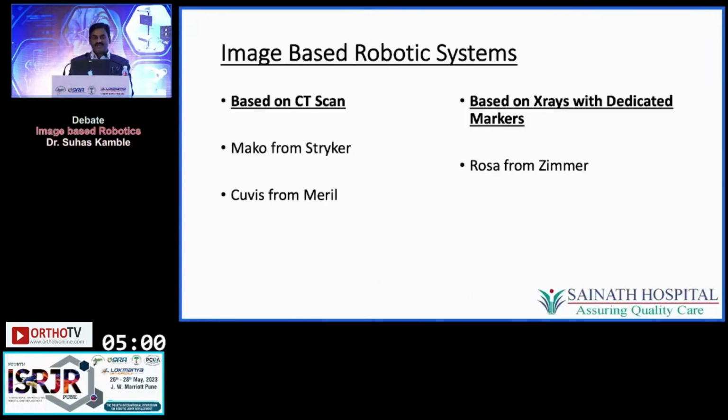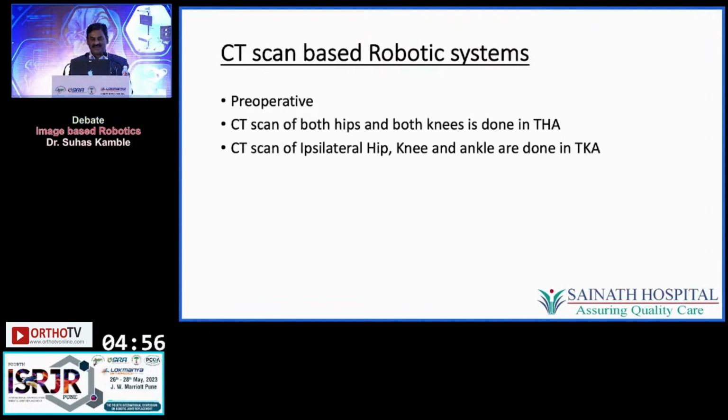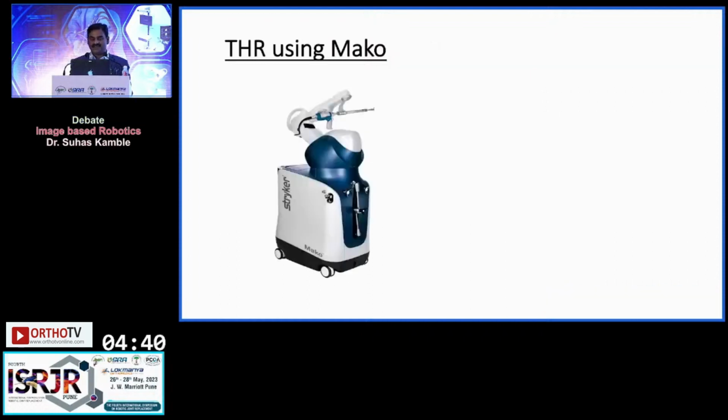We have image-based robotic systems, one based on CT scan and one based on X-rays with dedicated markers. Mako from Stryker and QVIS from Merrill are based on CT scan, and the ROSA from Zimmer is based on X-rays with dedicated markers. In CT scan-based robotic systems, we do preoperative CT scans. In total hip, we do CT scans of both hips and both knees. And in total knee replacement, we do a CT scan of the ipsilateral hip, knee, and ankle.